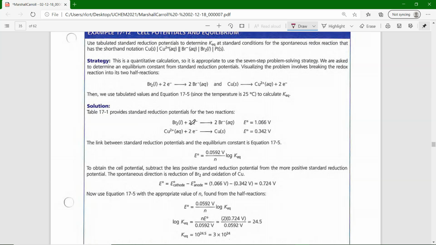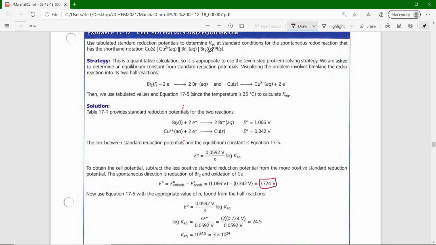So the copper is going to be oxidized and the bromine is going to be reduced. Bromine's higher up in my entries. These are the various entries in my SRP table. So the voltage then is 0.724 volts. It's going to be spontaneous.